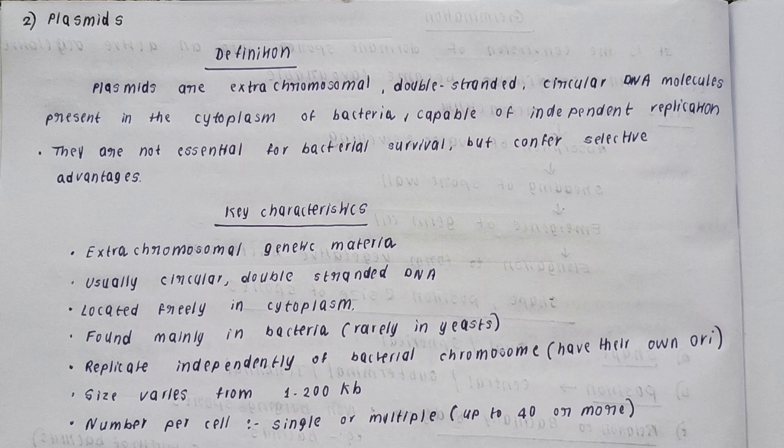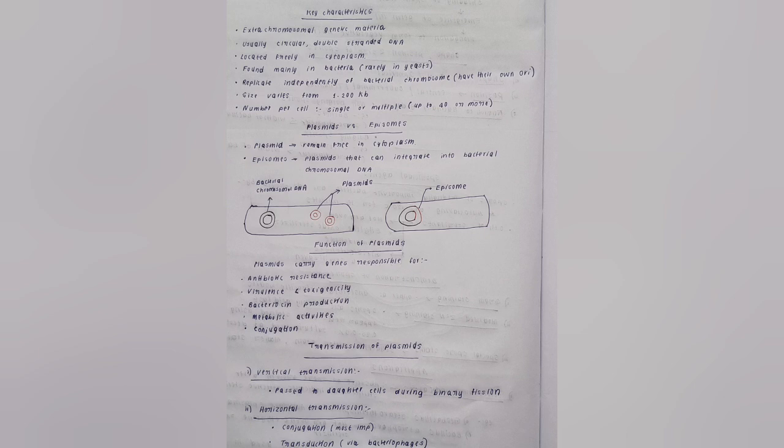And number per cell is single or multiple, which can be up to 40 or more. Then coming to plasmids versus episomes. Plasmids remain free in cytoplasm. Episomes are basically the plasmids that can integrate into bacterial chromosomal DNA. Just before, we studied that plasmids are extra chromosomal DNA. Now, if they combine with the bacterial chromosomal DNA, they are known as episomes. Just draw that diagram too.